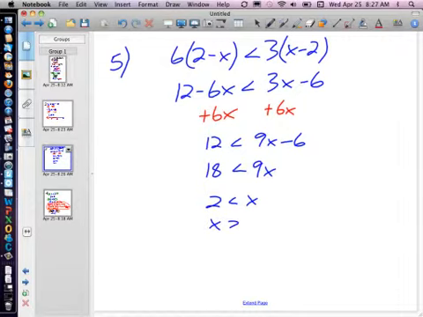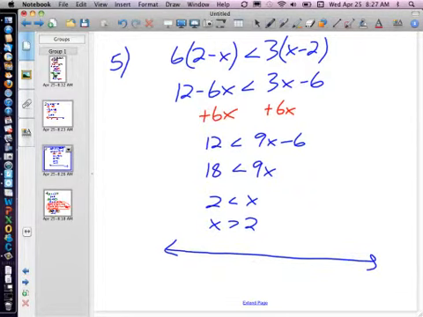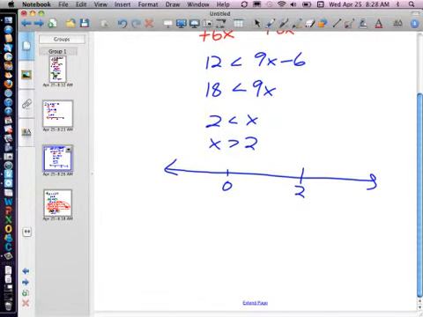You can switch it around if you wanted. That might make more sense. And now, of course, we're going to graph it. We need the boundary number. Put a 0 in there somewhere. And we need x to be greater than 2. So 2 is not included, so I'm going to keep it open. And x is bigger, so we're going to go to the right.